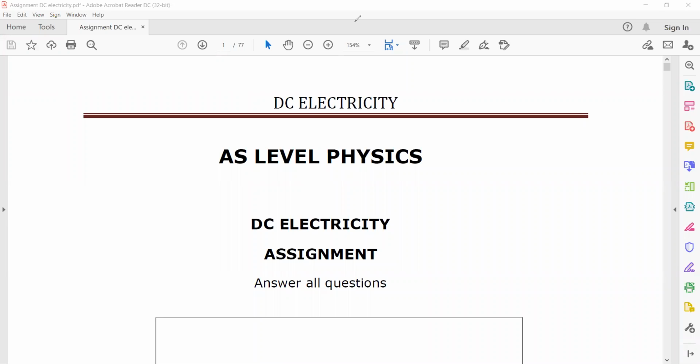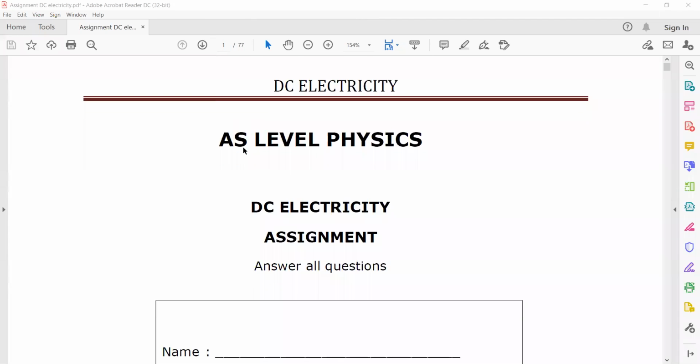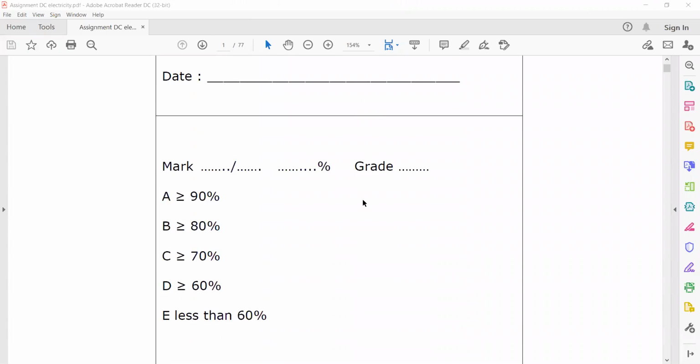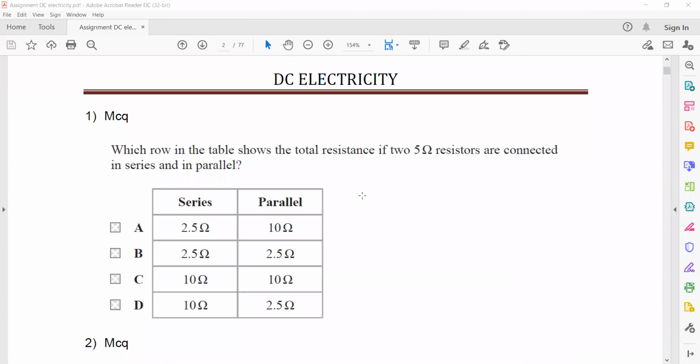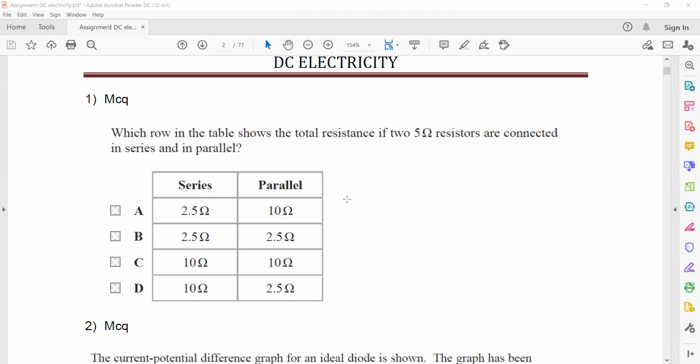Good evening, everyone. This one is AS level physics, unit 2, topic wise question DC electricity. In this session, I will discuss some questions related to DC electricity. That's the first topic of unit 2 of IAL physics.